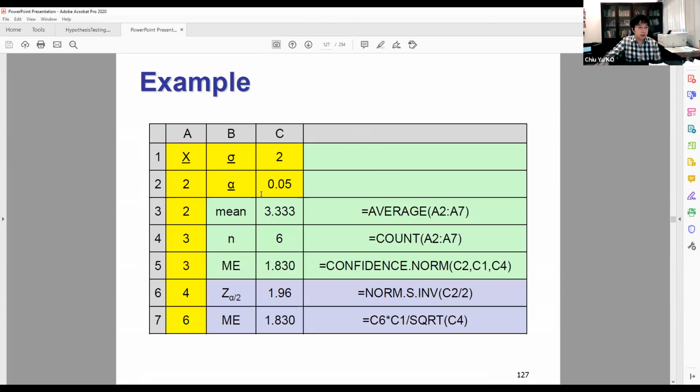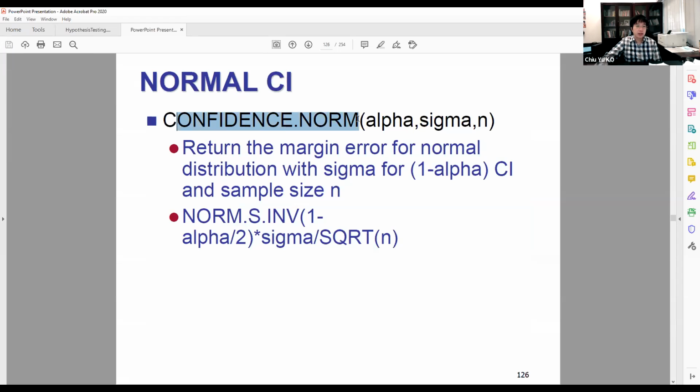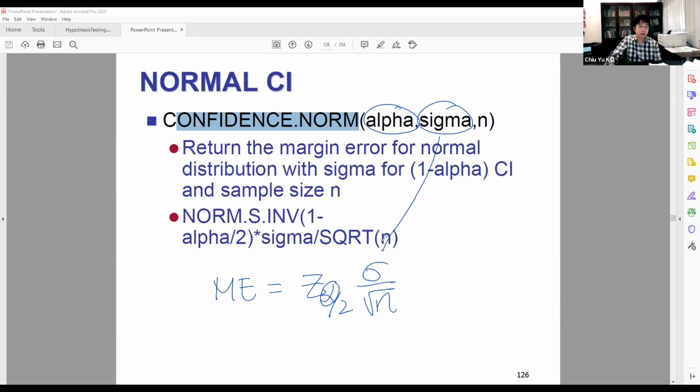So here is how to estimate the confidence interval. The Excel function called CONFIDENCE.NORM gives you the margin of error, right? It gives you this term, sigma over root n. You input the alpha, which is here, you put sigma here, and you put n. Then this function directly gives you the answer.